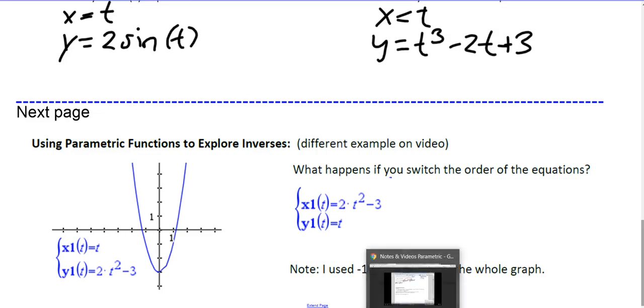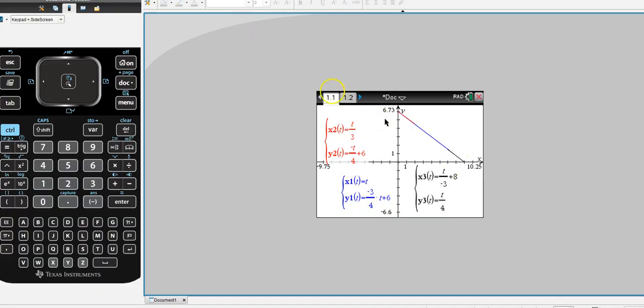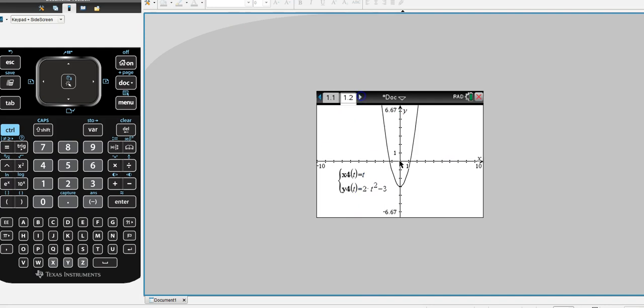So let's go to my calculator and to the next slide here. Okay, so there's the original one. So now I'm going to go to tab and put it in the other way around. So 2t squared minus 3 and then t. So let's see what it looks like. Well, I only got half of it. I forgot to change my t step. So we'll just put in negative 10 to be fast here about that. Okay, so I got the bottom half now.